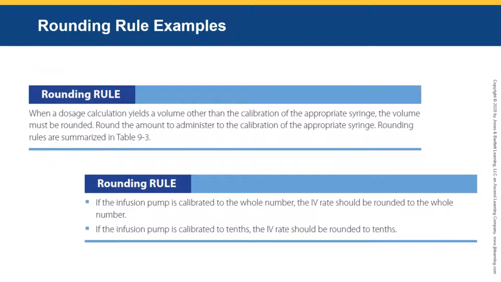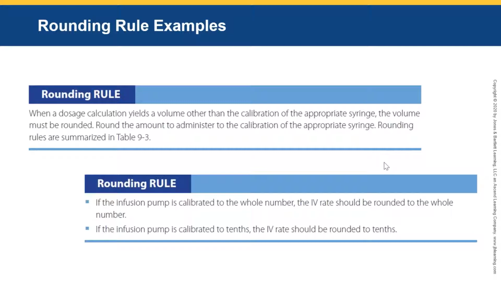Here are a couple of examples of rounding rules. The top one comes from Chapter 9 on parenteral medication dosage calculations, and this teaches the student that rounding is based on syringe selection and then prompts the student to look at the rules that are summarized in the table in Chapter 9. The bottom rounding rule from Chapter 10, again, infusion therapy and calculations, teaches students that rounding electronically regulated IV rates depends on the calibration of the IV pump they're using.